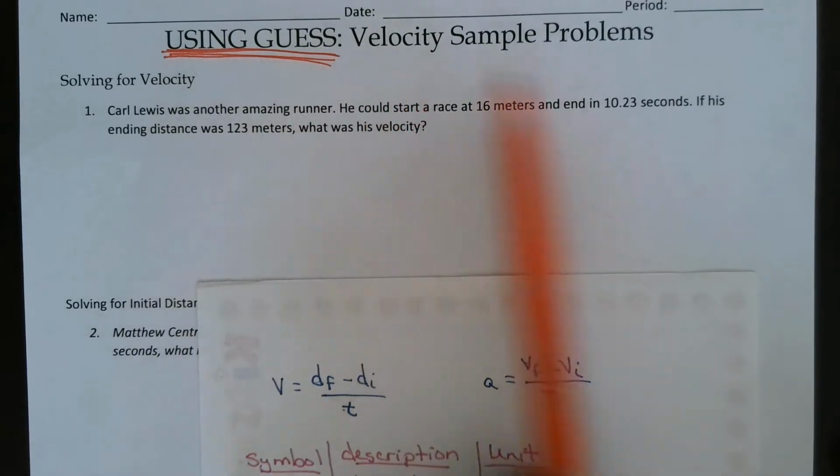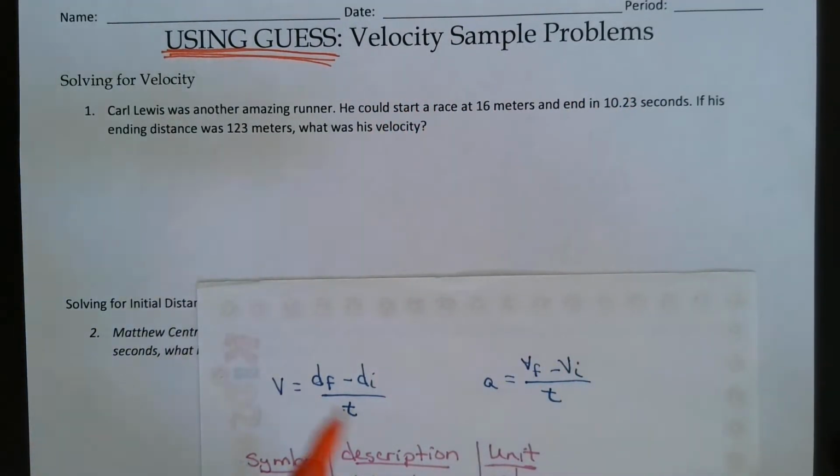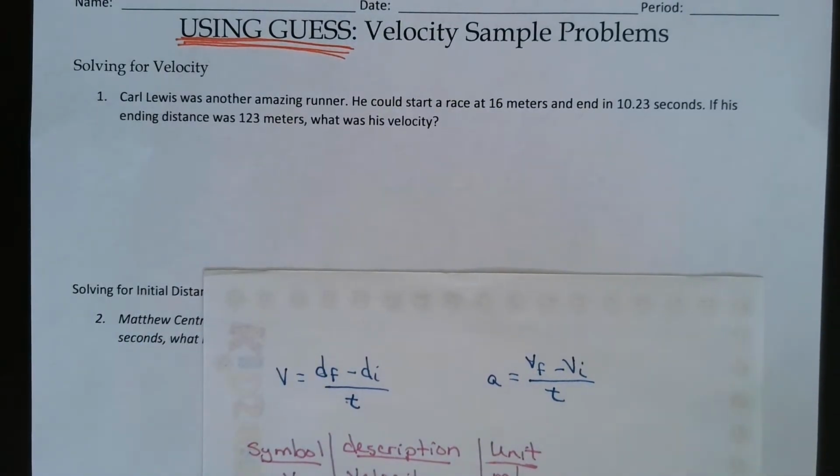So don't worry about this saying, oh, these are the velocity sample problems. Sure, but when it's mixed practice, you need to be able to differentiate between the two. Looking at this problem, it says Carl Lewis was another amazing runner. He could start a race at 16 meters and end in 10.23 seconds. If his ending distance is 123 meters, what was his velocity?